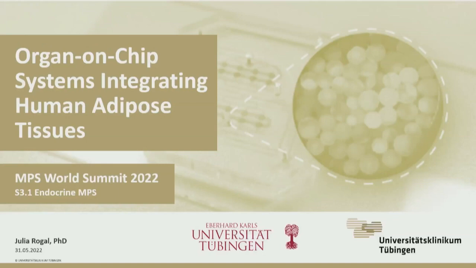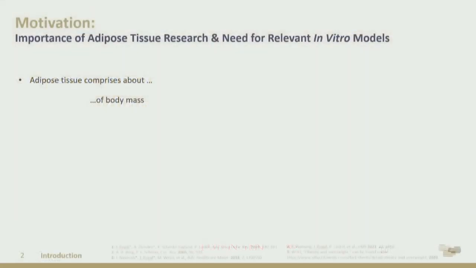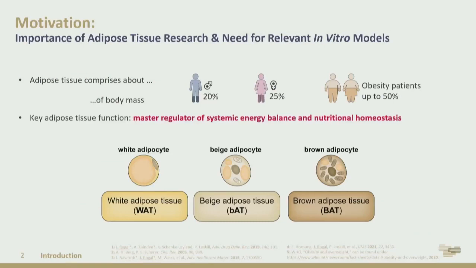Before we jump into the topic of adipose on-chip, let's briefly cover the basics of why adipose tissue research is important. First of all, we have a lot of it. Adipose tissue comprises about 20 to 25% of a healthy human adult's body mass, but can be up to 50% in obese patients. There are three different types of adipocyte, the main cell type in adipose tissue, namely white, beige, and brown adipocytes, which are each morphologically and functionally distinct from one another, but still share one common, very important function, which is that they are master regulators of systemic energy balance.